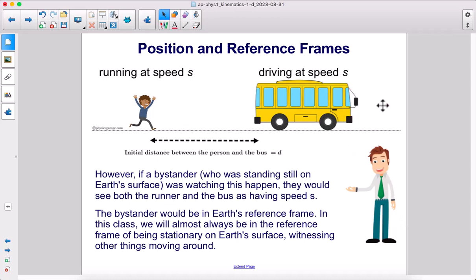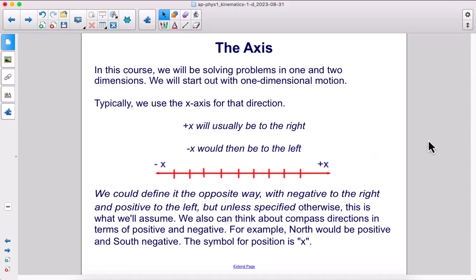In this course, we will be solving problems in 1 and 2 dimensions. We will start out with one-dimensional motion. Typically, we use the x-axis for that direction. Plus x will usually be to the right, negative x would then be to the left. We could define it the opposite way, with negative to the right and positive to the left, but unless specified otherwise, this is what we'll assume. We can also think about compass directions in terms of positive and negative. For example, north would be positive and south negative. The symbol for position is x.